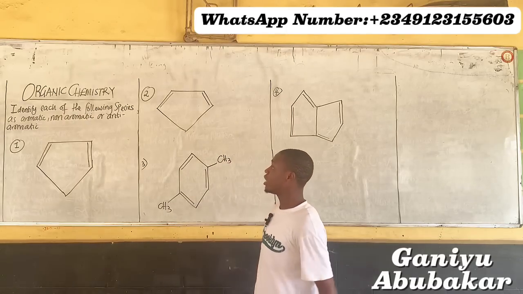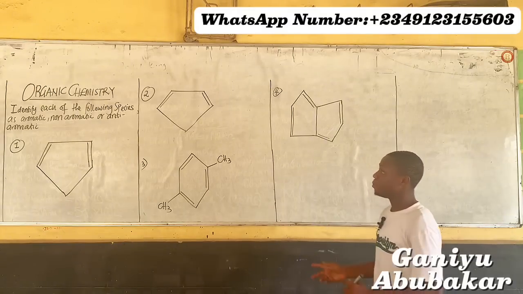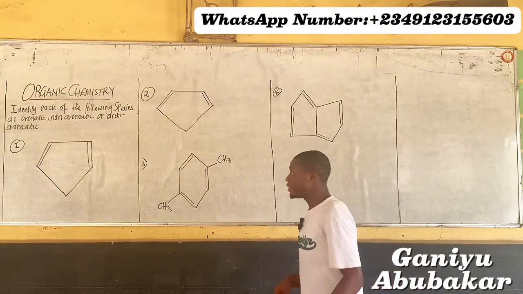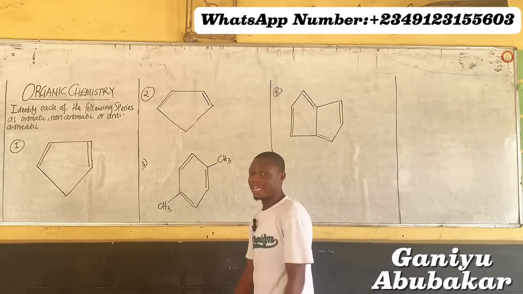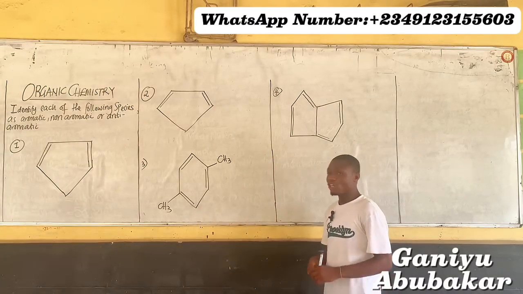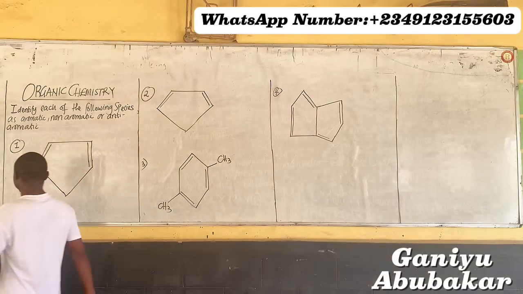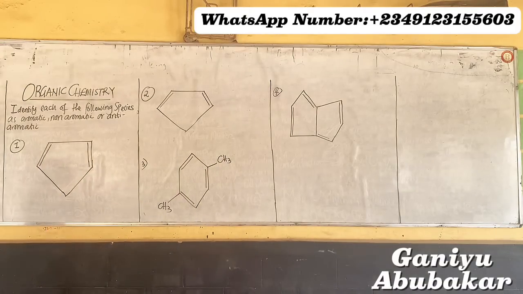So let's look at this compound here and give it a name. It says identify each of the following species as aromatic, non-aromatic, or anti-aromatic. So how do you get this done? First things first, let's take number one. We said there are conditions for something to be aromatic, non-aromatic, or anti-aromatic. First rule is that it must be cyclic. This compound here is a cyclic compound. True or false? Of course, true.